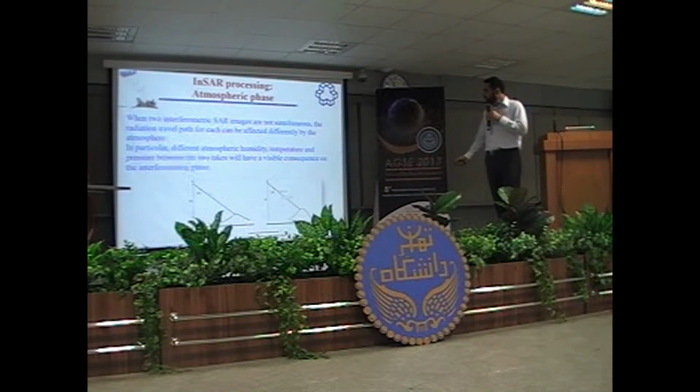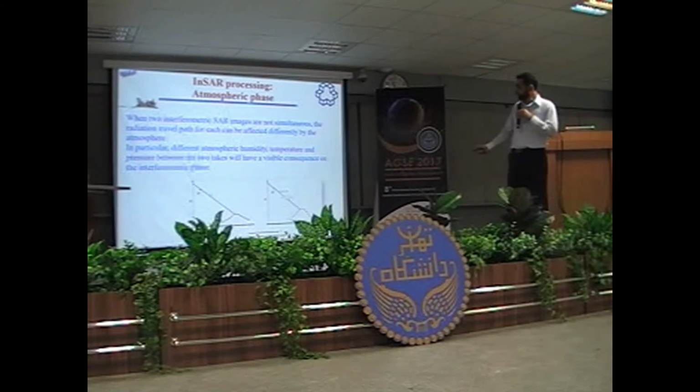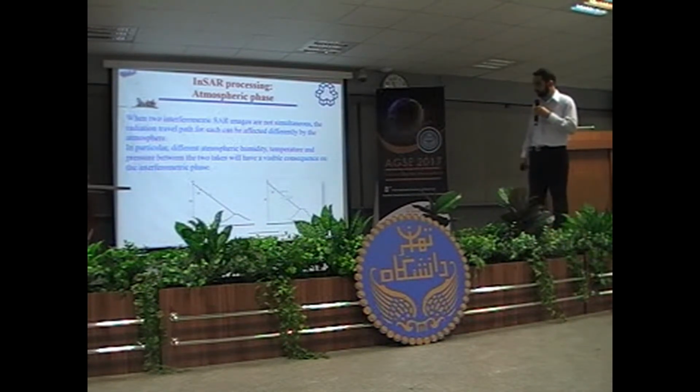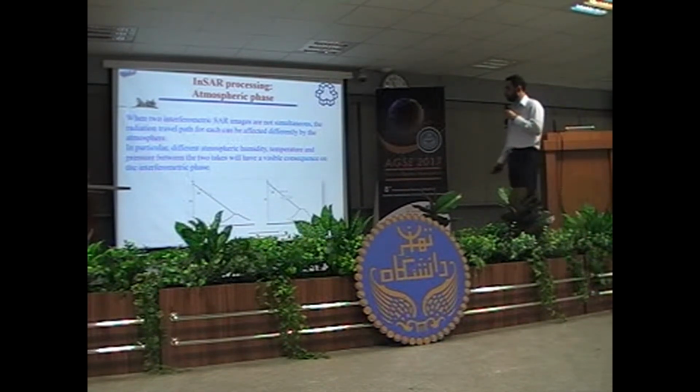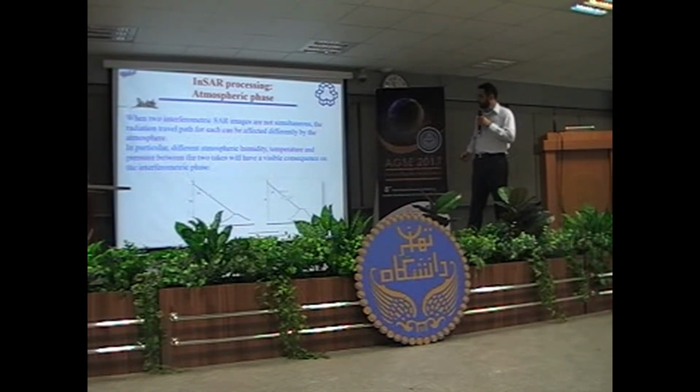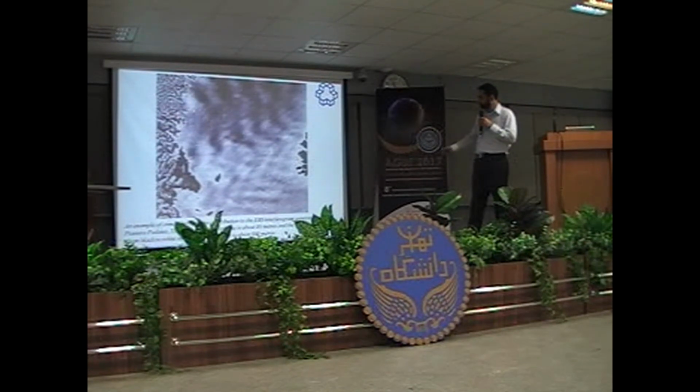Another part in the original equation was the atmospheric phase. The effect of atmosphere should also be removed. If the two images were collected in exactly the same atmospheric condition, the effect of atmosphere is very small. But if the atmospheric condition is changing during the acquisitions, then you need to remove this contribution as well. There is a mathematical equation behind that. I just skip this one, but you see here.